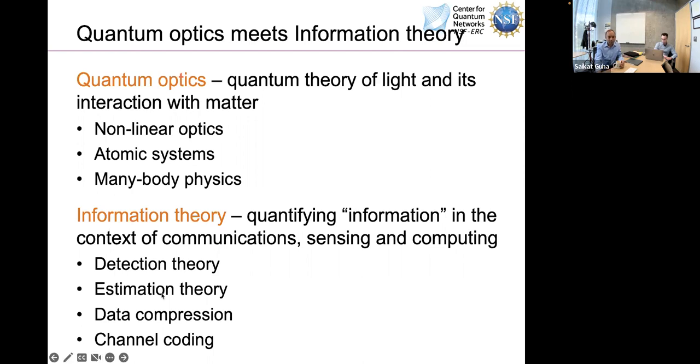There are four bullet points I've written here that, broadly speaking, I still consider part of what is considered information theory. The first one is detection theory, a set of mathematical tools that tell you how well you can tell apart different hypotheses. Estimation theory is a set of mathematical tools that tell you the highest precision that you can achieve in estimating a parameter embedded in a signal that you are receiving.